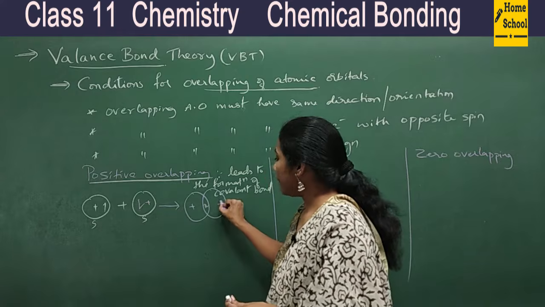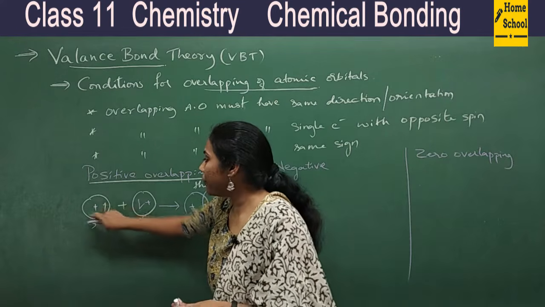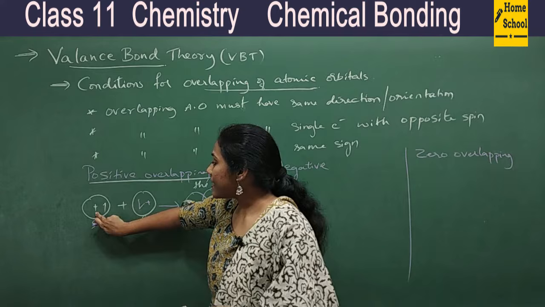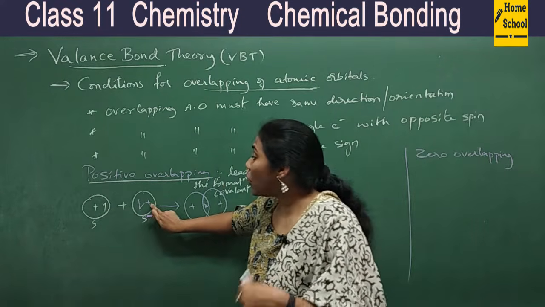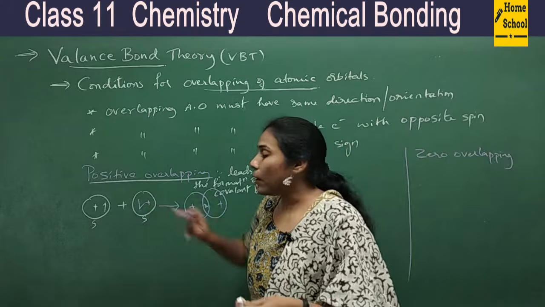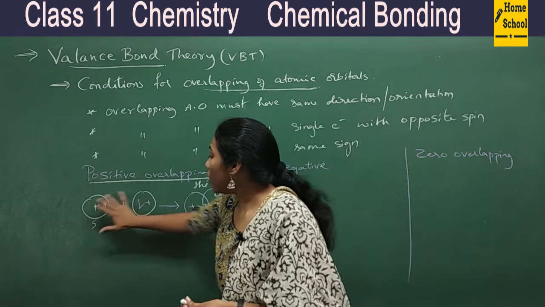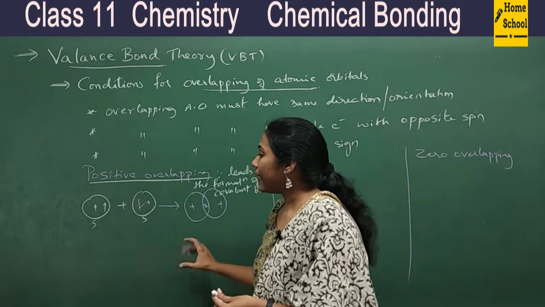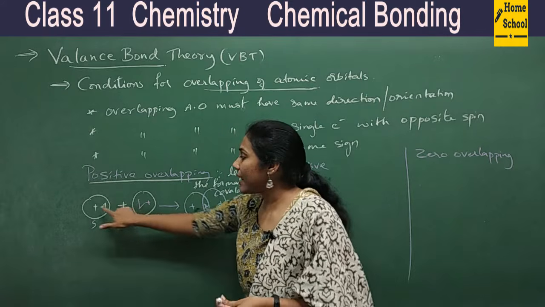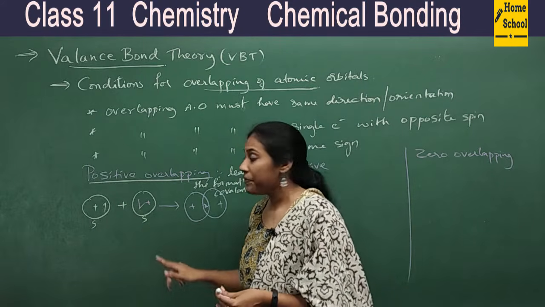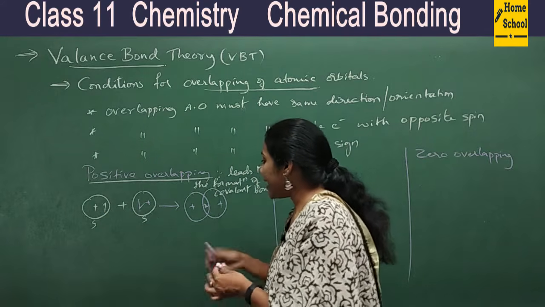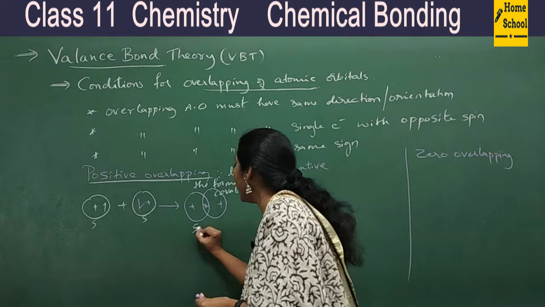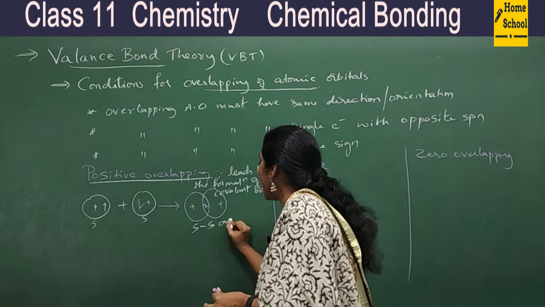So plus sign, plus sign. So this plus is the sign for this orbital. When this has a plus sign, the other orbital that is trying to combine with this must also have a plus sign but with opposite spin. You see, two atomic orbitals which are ready to combine have single, unpaired electrons with opposite spin and they have the same sign. So this overlap is called S-S overlap.